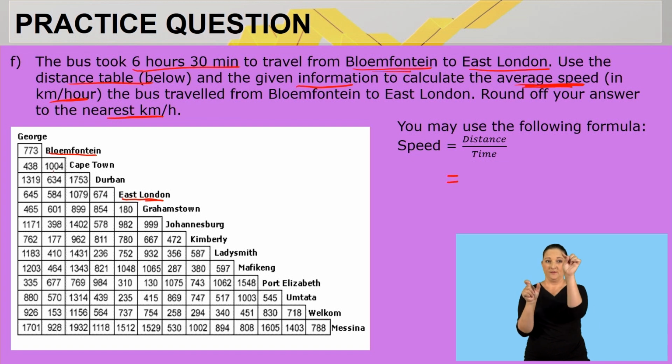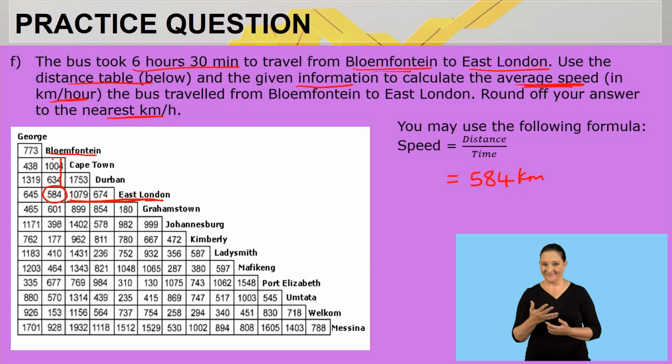So meaning I will come down. So this is where they will intersect. Are we clear on that? Right? So meaning the distance between Bloemfontein and East London is 584 kilometers. Guys, are we still fine? Now I need to divide that by the time. Now look at the time. It says the bus took 6 hours, 30 minutes.